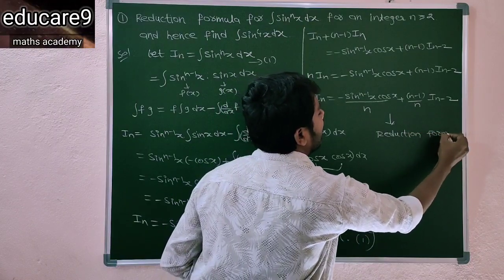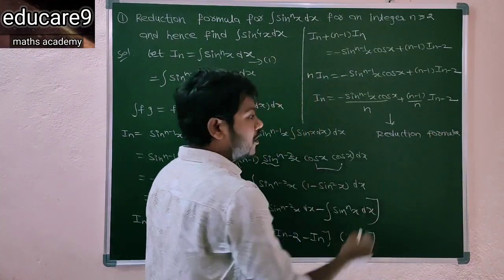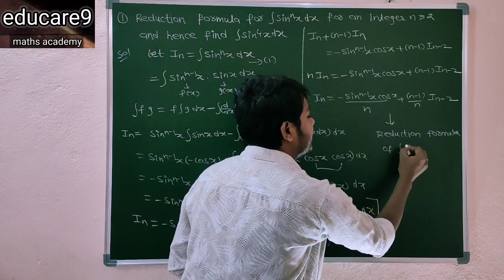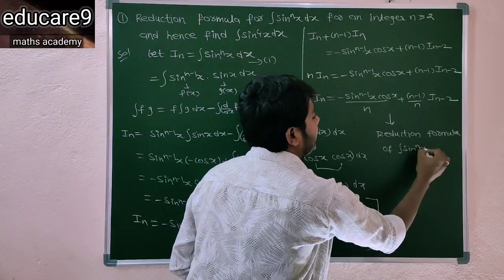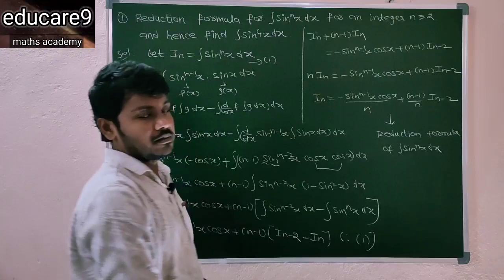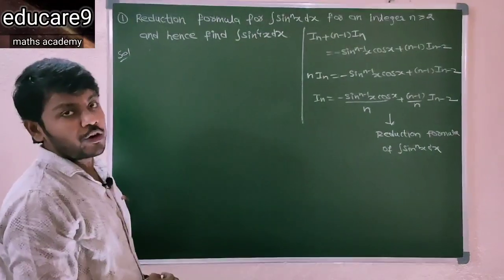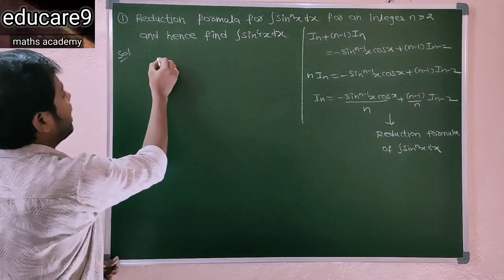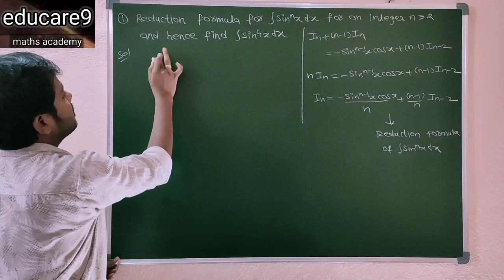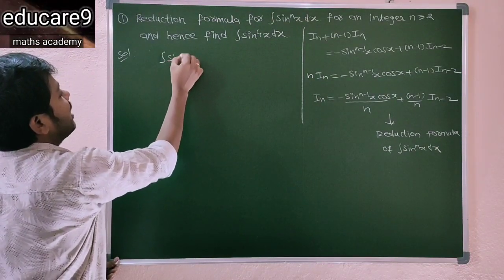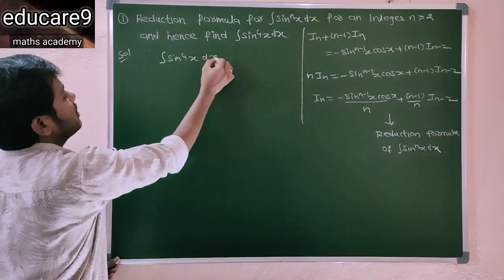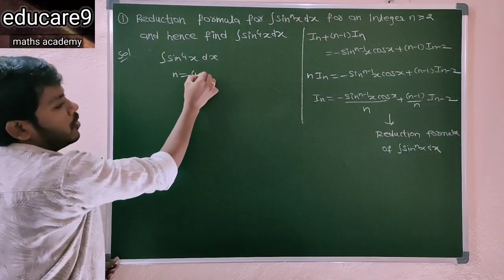Reduction formula of integration of sin^n x dx. So here you have to find the integration of sin^4 x dx. So clearly, see here, integration of sin^4 x dx. So clearly n is equal to 4.